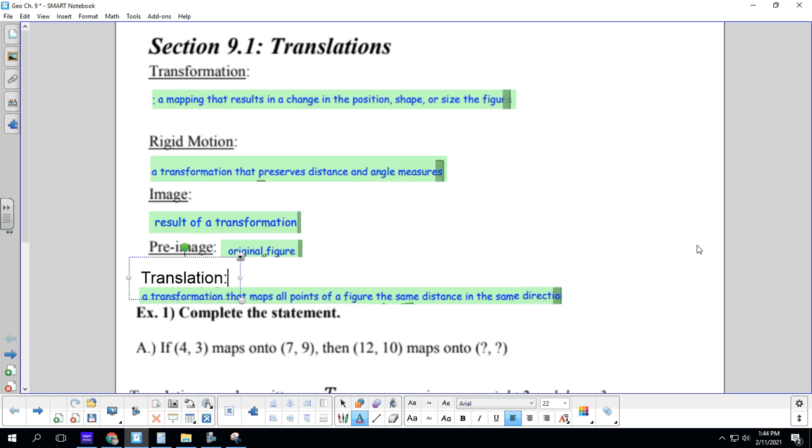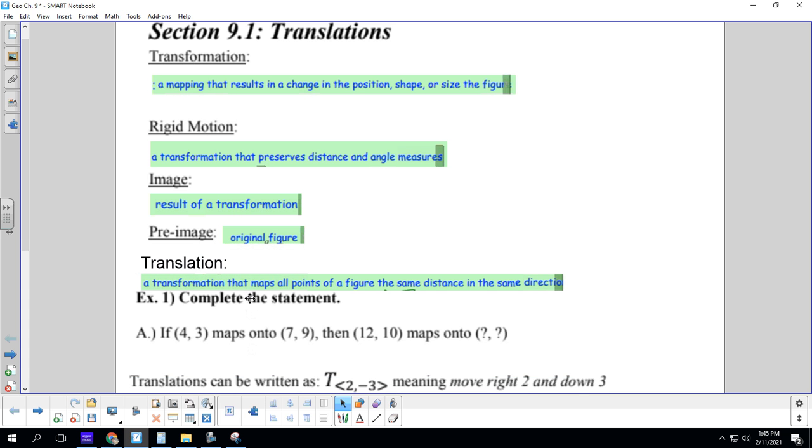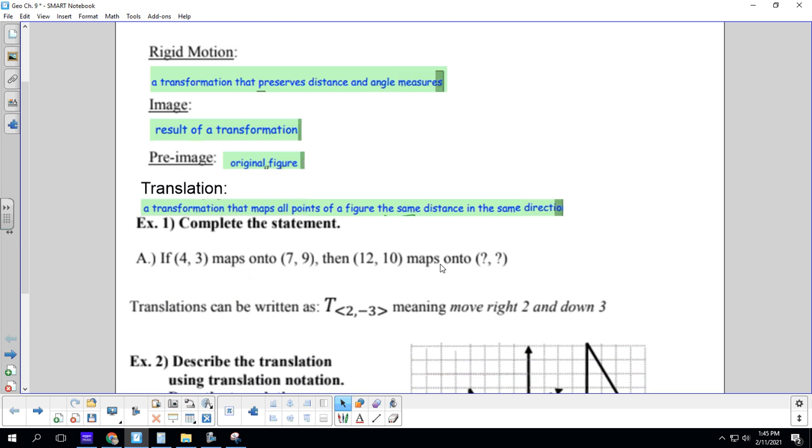Okay, sorry, I had my definitions in the wrong order. The pre-image is not a transformation that maps all points of a figure. A pre-image is the original figure. So it's what we started with, and the image is what we get after we transform it. A translation is a transformation that maps all points of a figure the same distance in the same direction. So it just shuffles it on over. The same distance in the same direction.